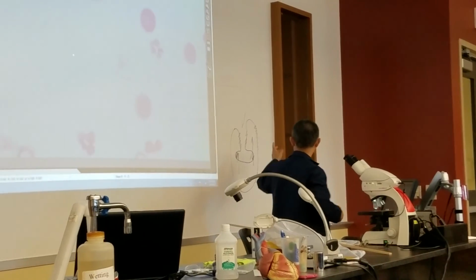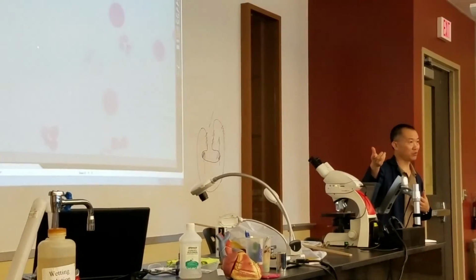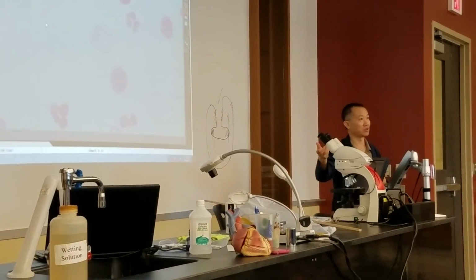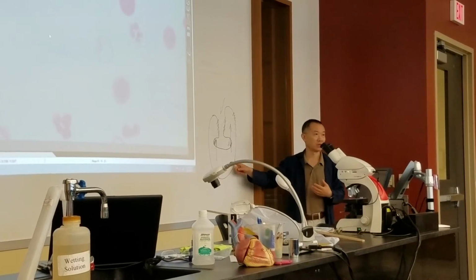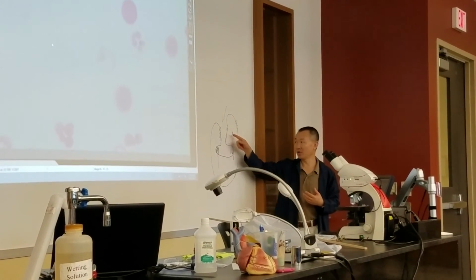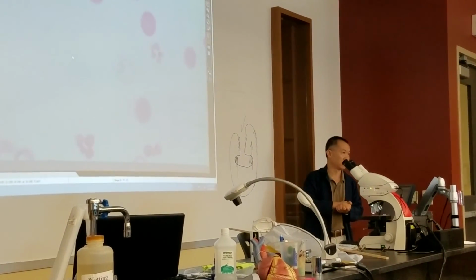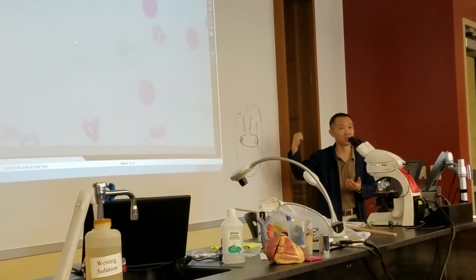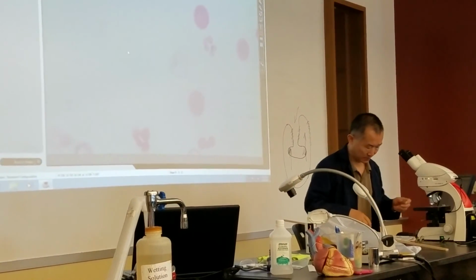Then the blastopore. The future of the blastopore will develop into the anus. You need to know that. You need to know the space. This whole space is called blastocoele. And the germ layers will develop in the future: ectoderm, mesoderm, and endoderm. That's the question you need to answer for the development.